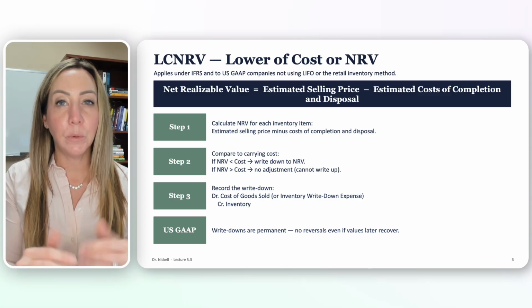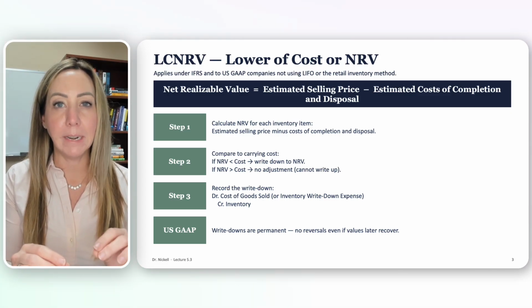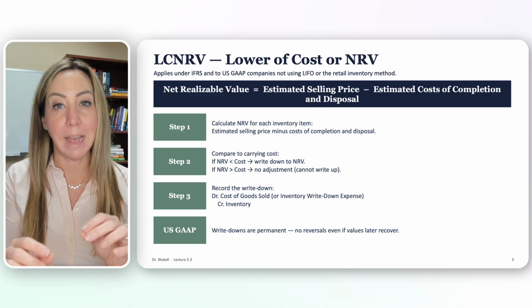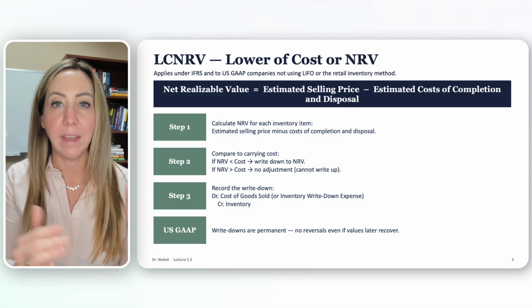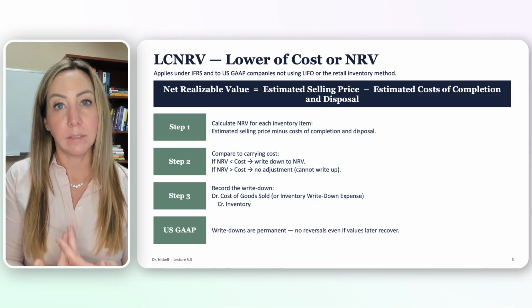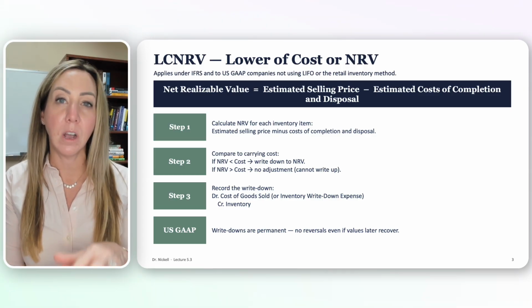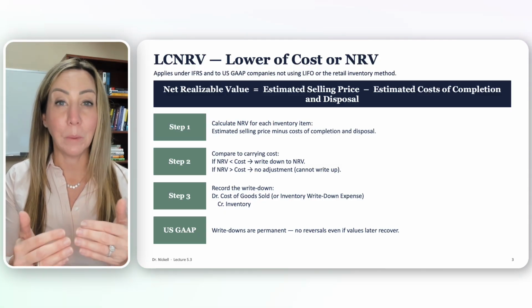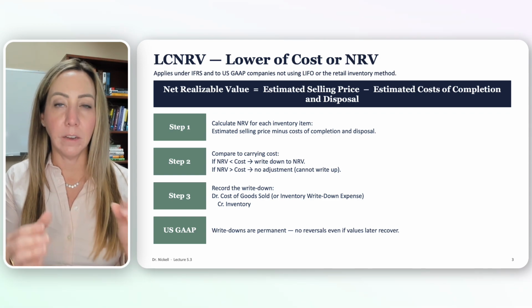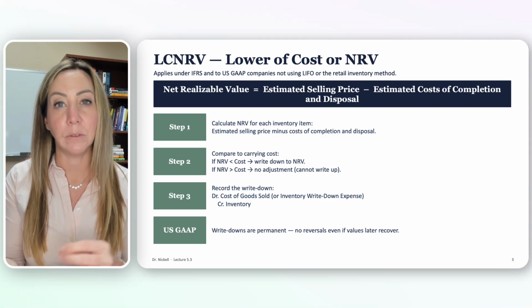Net realizable value is defined as the estimated selling price in the ordinary course of business minus the estimated costs of completion and disposal. NRV is the amount the company actually expects to walk away with after selling the item. As an example, let's take an item that costs $90. You can sell it for $85, but it's going to cost $5 to prepare and ship. So NRV is $85 minus the $5 shipping, so $80. Because NRV of $80 is less than the cost of $90, we need to write the item down to $80.